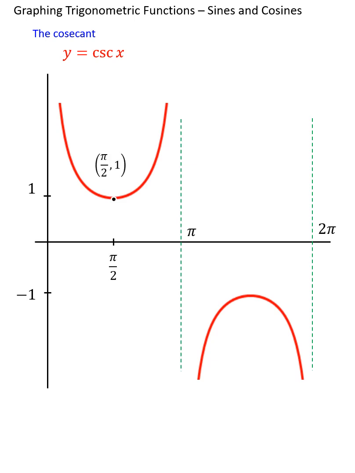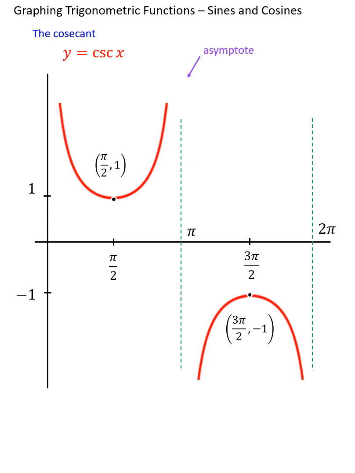First of all, it has a local minimum at pi over 2, 1. You'll notice if you plug pi over 2 into the function, you do in fact get a value of 1. It turns out, as far as positive numbers go, the cosecant can't get any lower than that. Similarly, there's a local maximum at 3 pi over 2, negative 1.